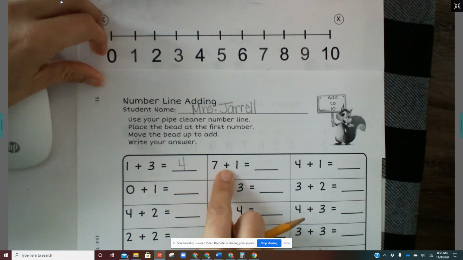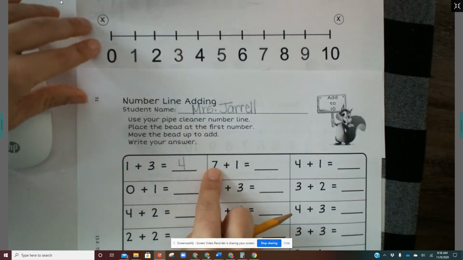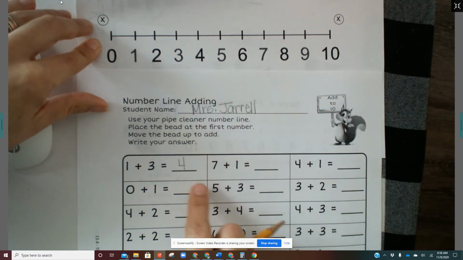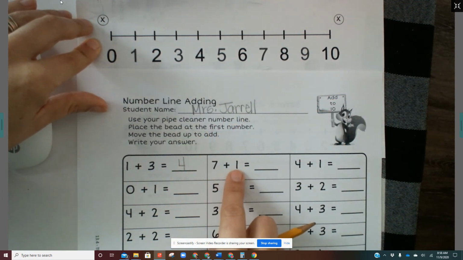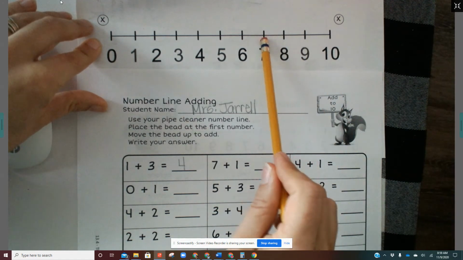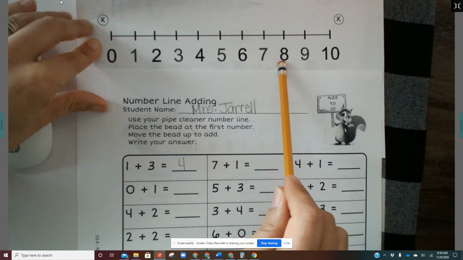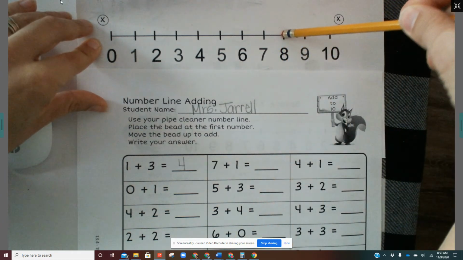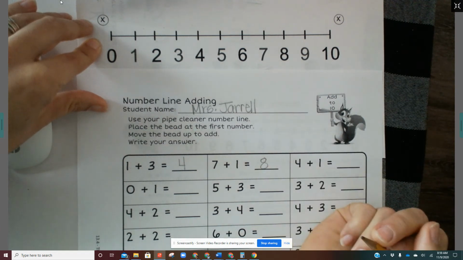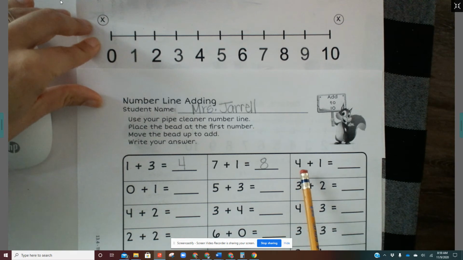Here I have 7 plus 1. So here's my first number in my addition sentence. So I'm going to start on my number 7, and I'm going to just jump 1 more because my next number is 1. So I start here on 7, and I jump 1, and I land on 8. So guess what? 7 plus 1 equals 8. Okay, I'm going to keep going.